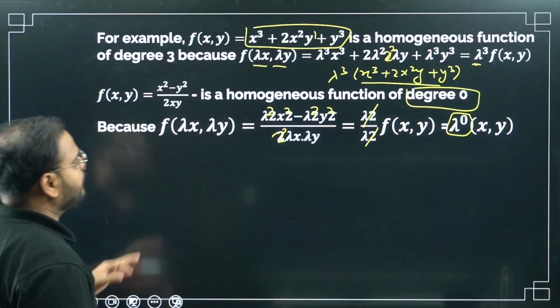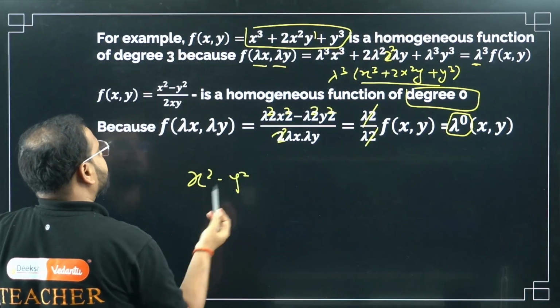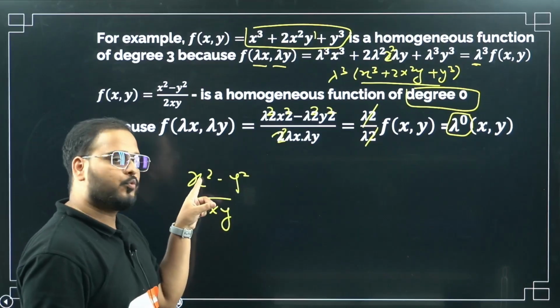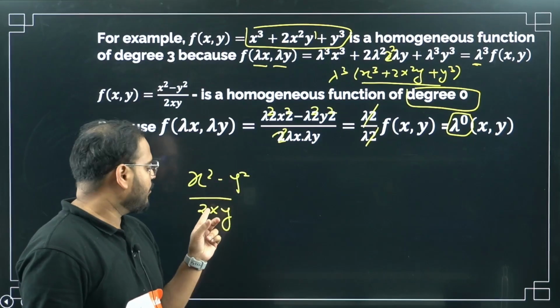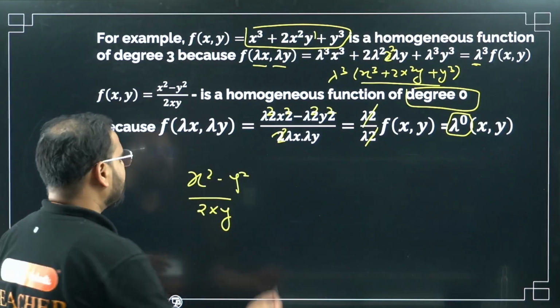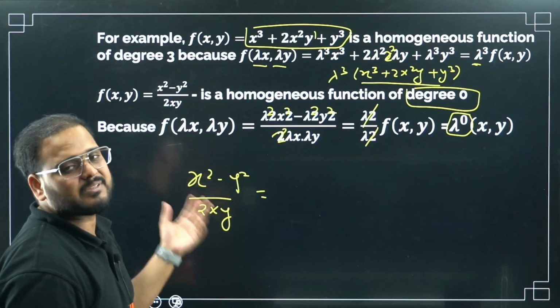How come, sir? If you want, I can show you again. What is the function given? x square minus y square upon 2xy. Have a look. Degree here 2, degree here 2. Same thing over here, 1 and 1, so 2. Divide them. What's the degree? No, 0. You'll see, the effect of the variables will be cancelled.